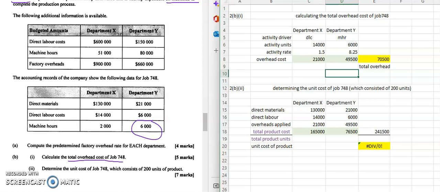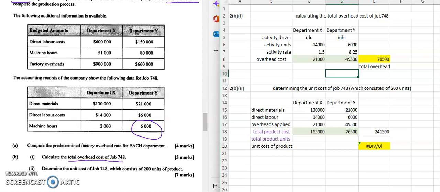So now the part B of the question, part 2 of that question says, so what's the unit cost if the job contains 200 units? All right, so to find the unit cost, we got to include the materials, the labor, and the overheads. All right, so I've transferred in the information because it's given here. We just calculated the overhead costs, so I applied them, 21 and 49,500, and I copy the rest of the information. So that gives us that the total production cost in Department X is 165,000, and the total production cost in Department Y was 76,500.